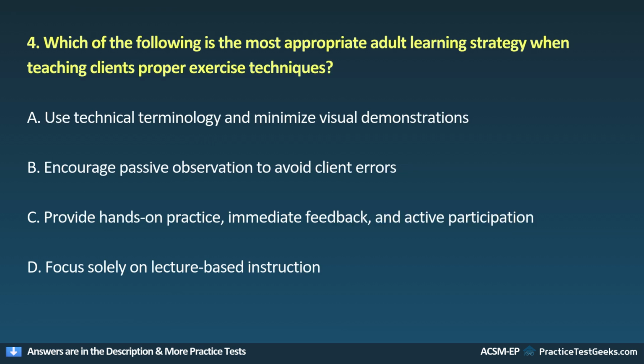4. Which of the following is the most appropriate adult learning strategy when teaching clients proper exercise techniques? A. Use technical terminology and minimize visual demonstrations. B. Encourage passive observation to avoid client errors. C. Provide hands-on practice, immediate feedback, and active participation. D. Focus solely on lecture-based instruction.